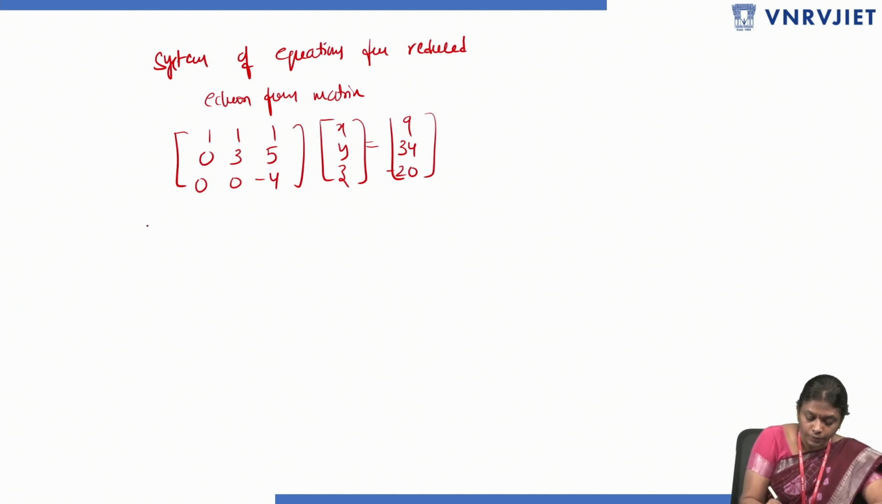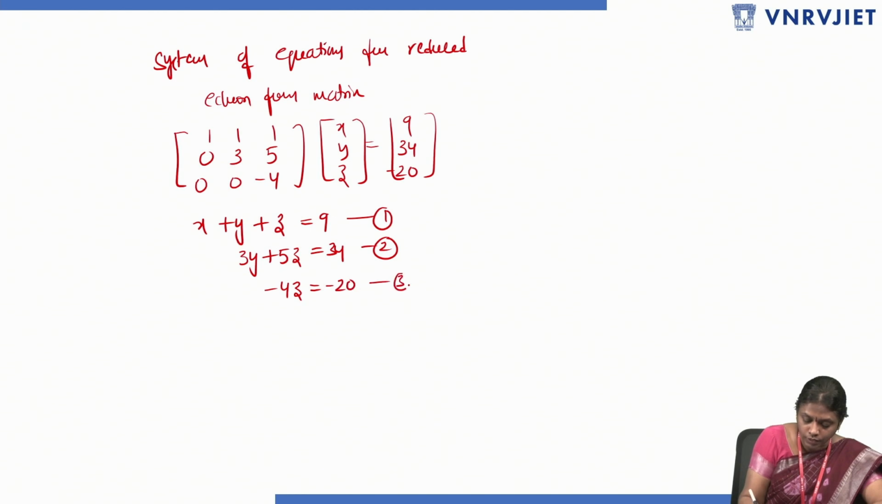Now, starting with the first equation from the back, the equations can be written in the form x plus y plus z is equal to 9. Let's give it equation 1. 3y plus 5z is equal to 34. Let's give it equation 2. And minus 4z is equal to minus 20. Let's give it equation 3.